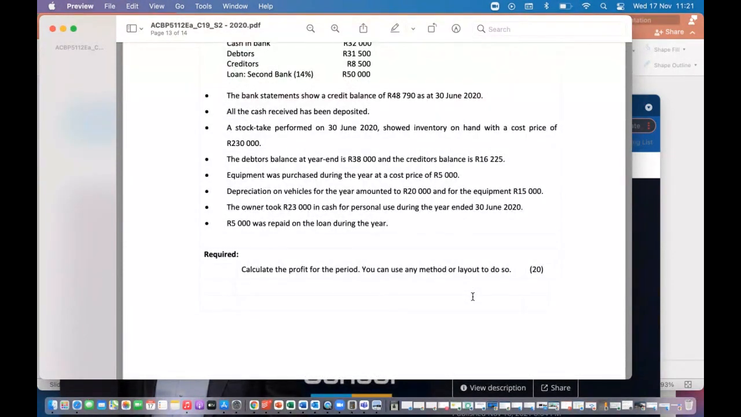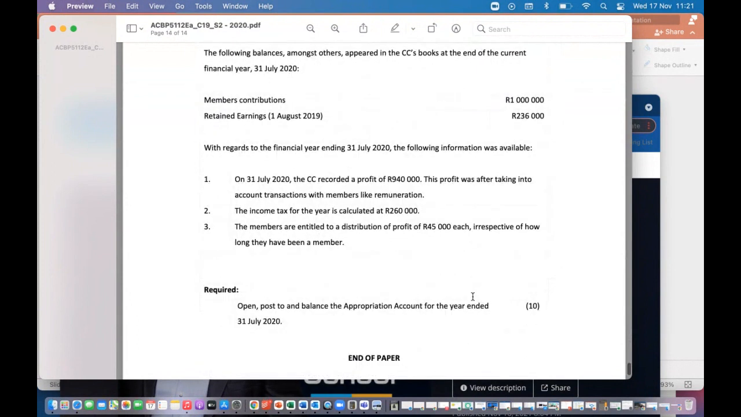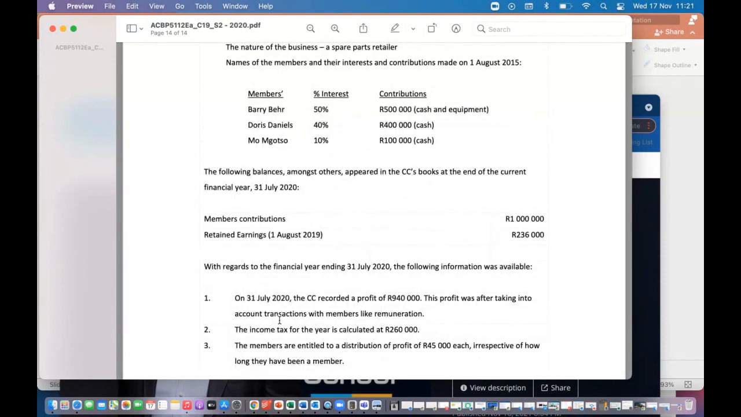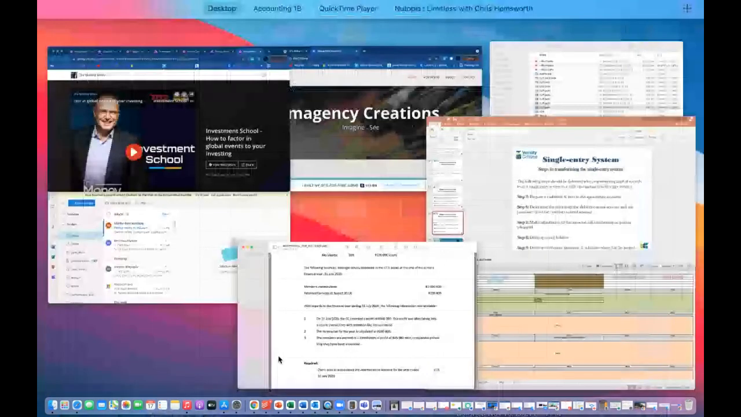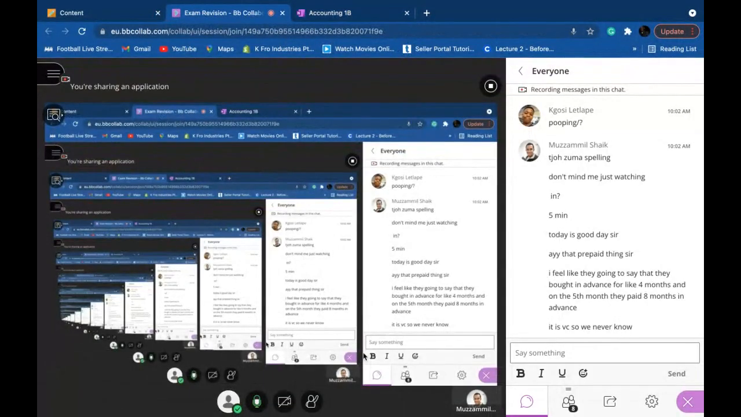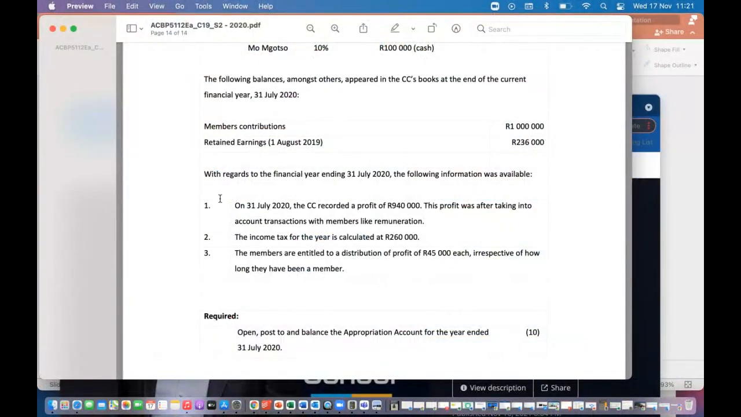So I want to deal with question 6 last, because question 7 is pretty much the same as question 5. It's only that now they were dealing with a CC. Okay. So here they asked: open, post to, and balance the appropriation account for the year ended 31 July 2020. So I want to check something. Did I hope I hit. Yes, I did. Okay, that's fine. Okay, guys, we're almost done. So just hang in there. Okay.